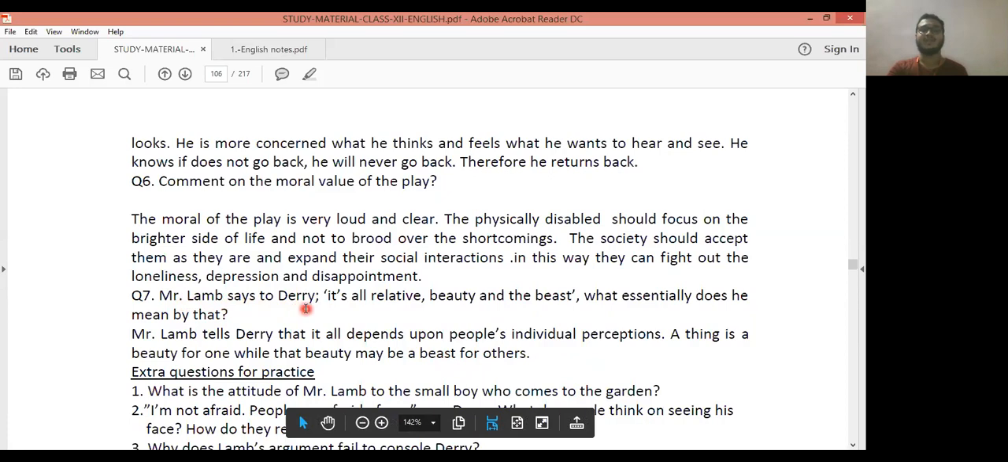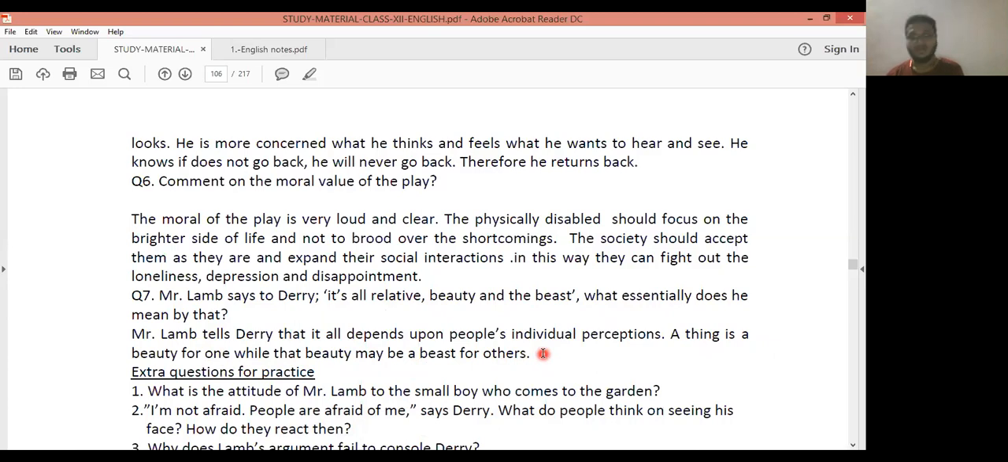Mr. Lamb says to Derry, "It's all relative, beauty and the beast." Students, mark down this line and the answer to this question. What essentially does he mean by that? Mr. Lamb tells Derry that it all depends upon people's individual perception. A thing is beauty for one, while that beauty may be a beast for others. So that's a fact. What is beauty for one individual may be the worst or the ugliest for another.